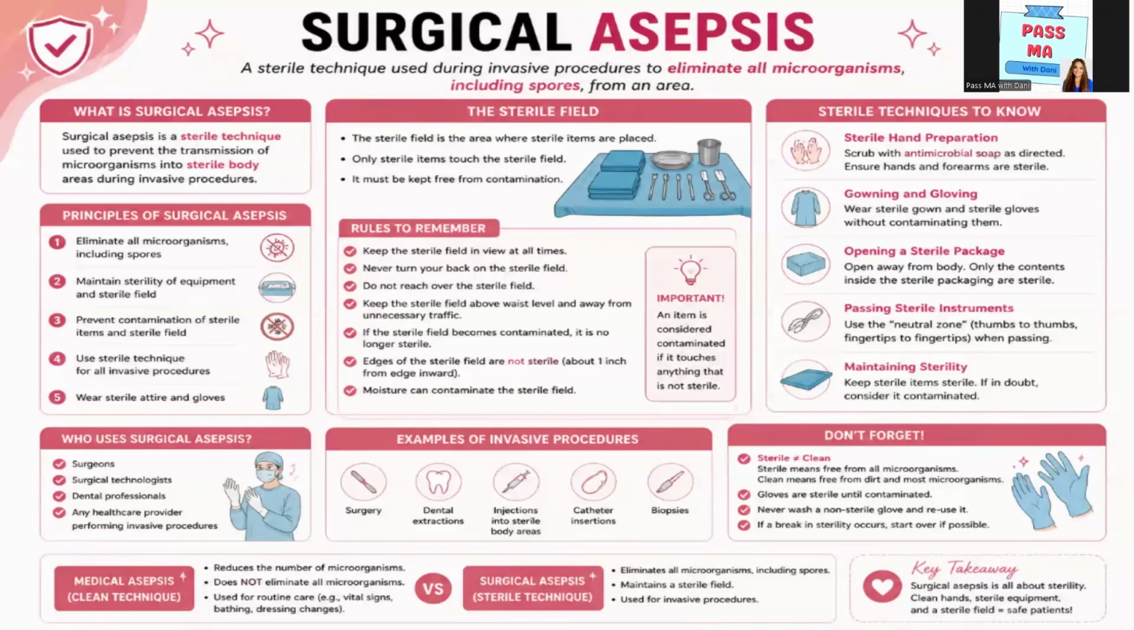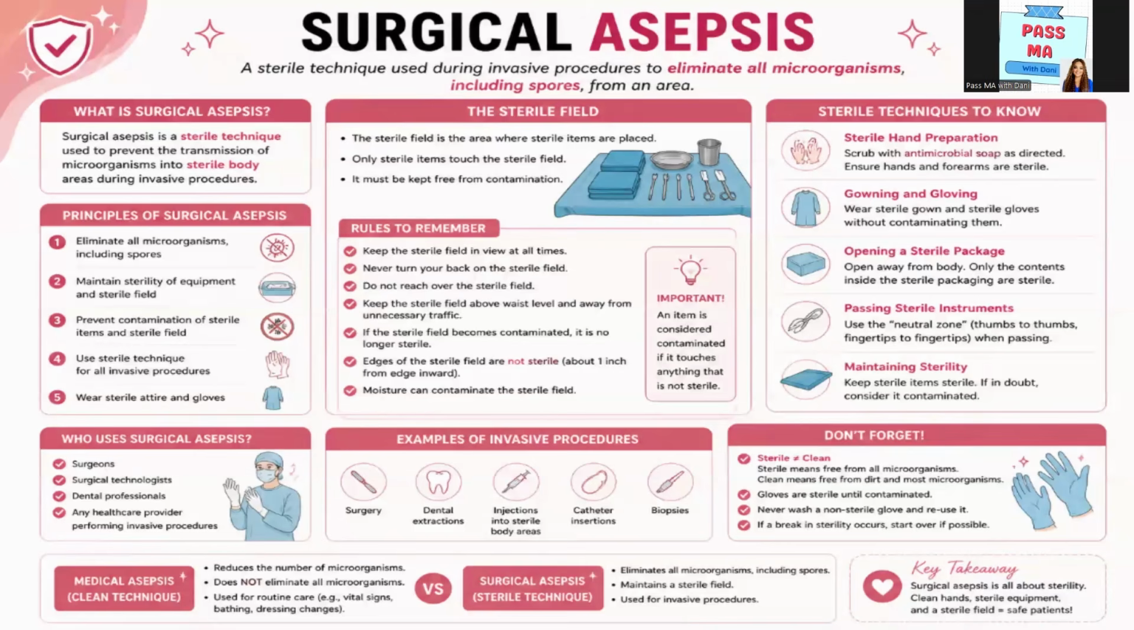So let's go ahead and talk about what that actually means in practice. First, we have something called the sterile field. This is a designated area where only sterile items are placed. And once something is sterile, it has to stay sterile. If it gets contaminated, even just a little bit, guess what? It's no longer considered to be sterile. So one of the biggest rules you need to remember is if you're not sure if something is sterile, guess what? It's not. So just consider it to be contaminated.